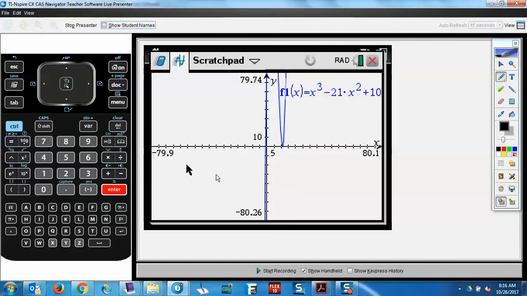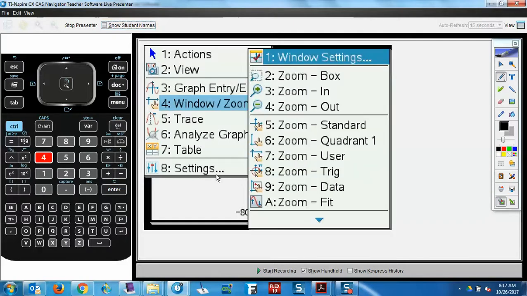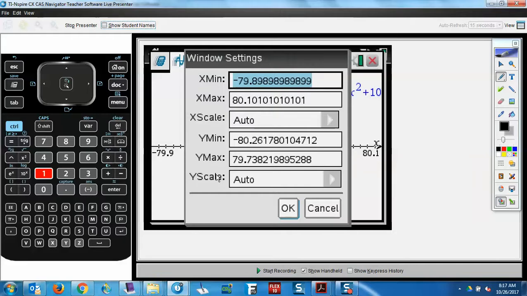All right, Jaden, is this what's on your screen right now? Okay, let's set the window to what that picture shows. This picture here. This is your axis.